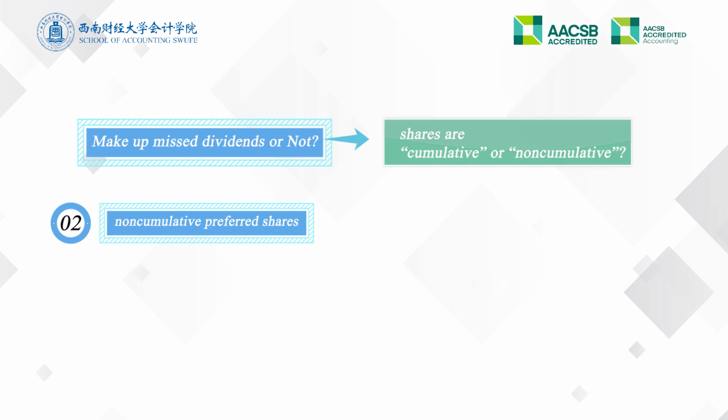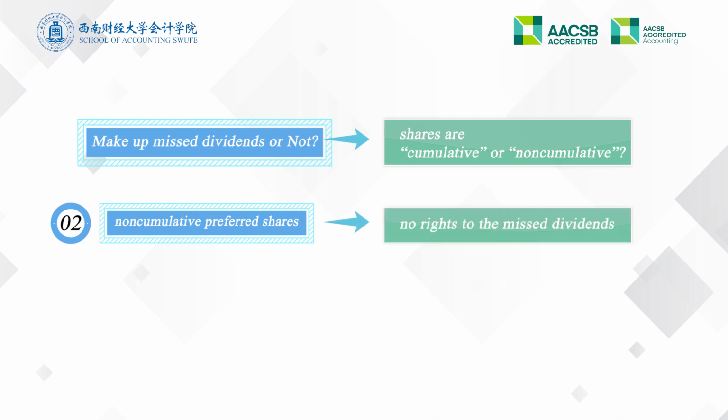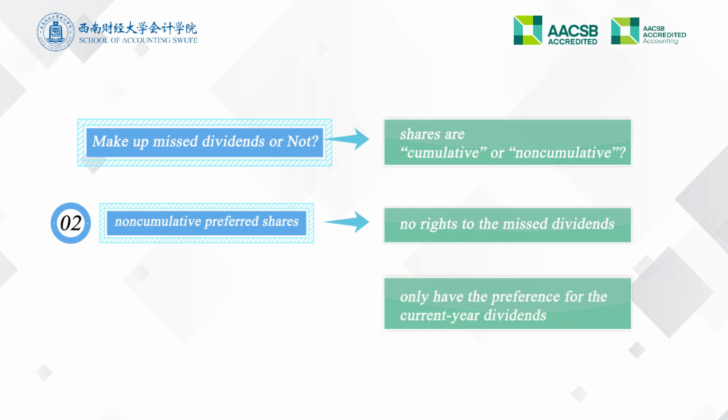On the other hand, if the preferred shares are not cumulative, then the shareholders have no rights to the missed dividends. They only have the preference for the current year dividends.